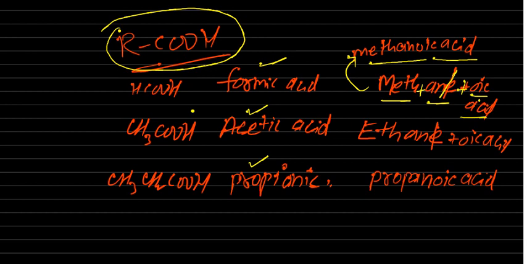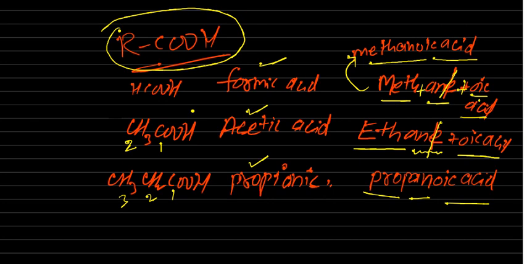In the case of ethanoic acid, see 1, 2. Total 2 carbons, so eth, plus single bond, so ane. Then the suffix oic acid. Just cut this E, then you add it: ethanoic acid. Next CH3, propionic acid. Again 1, 2, 3. Propane oic acid, propanoic acid. Like that you can give.